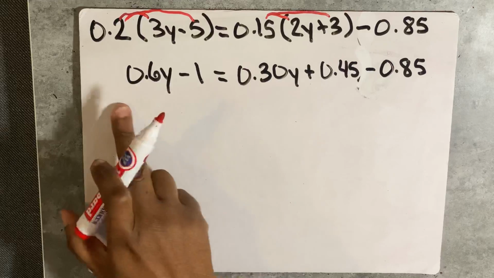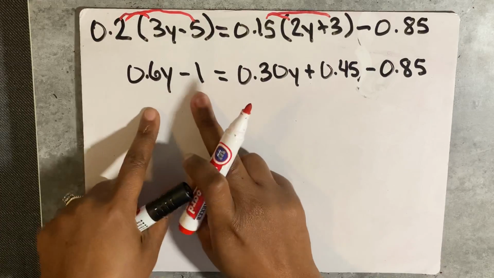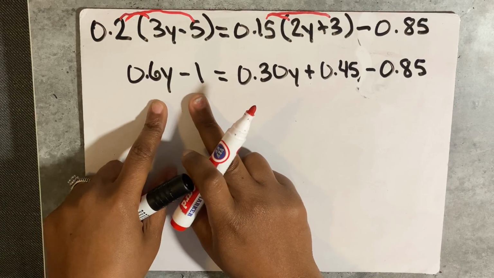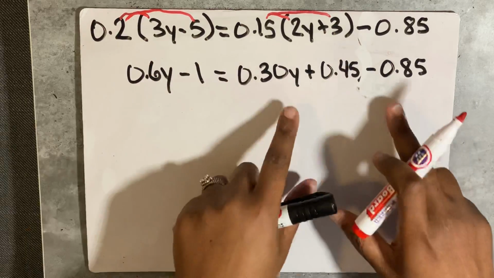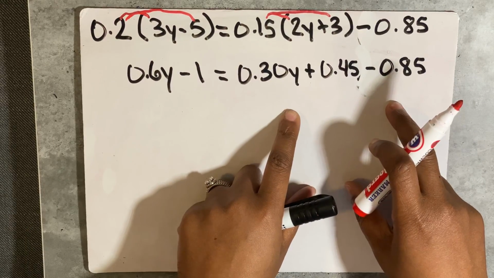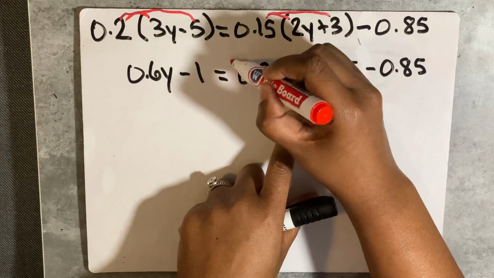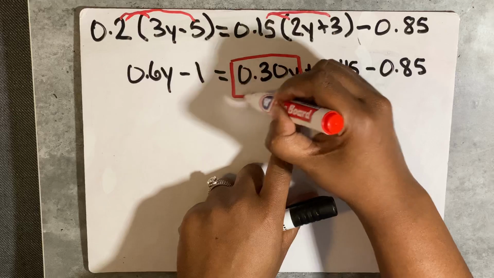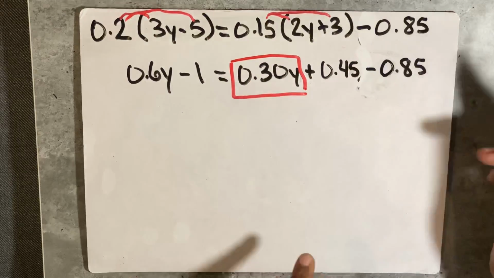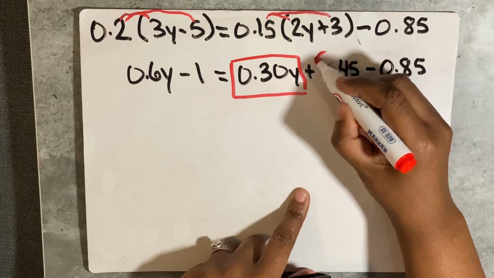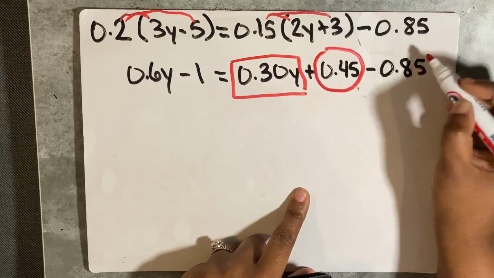So on this side, do I have anything I can combine? Any terms that are alike? No. On this side, do I have any terms that are alike? Yes, I do. This term right here is a term on its own. These two are different. So that means these two have to have a different shape.